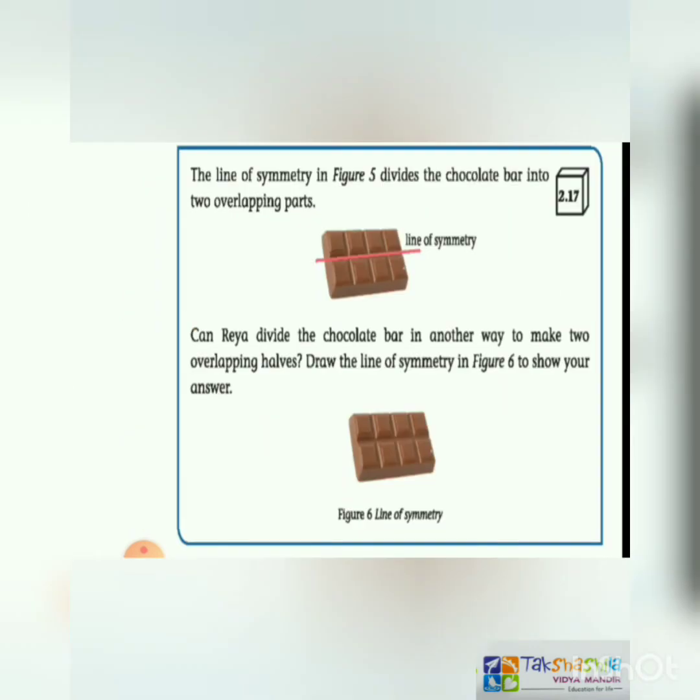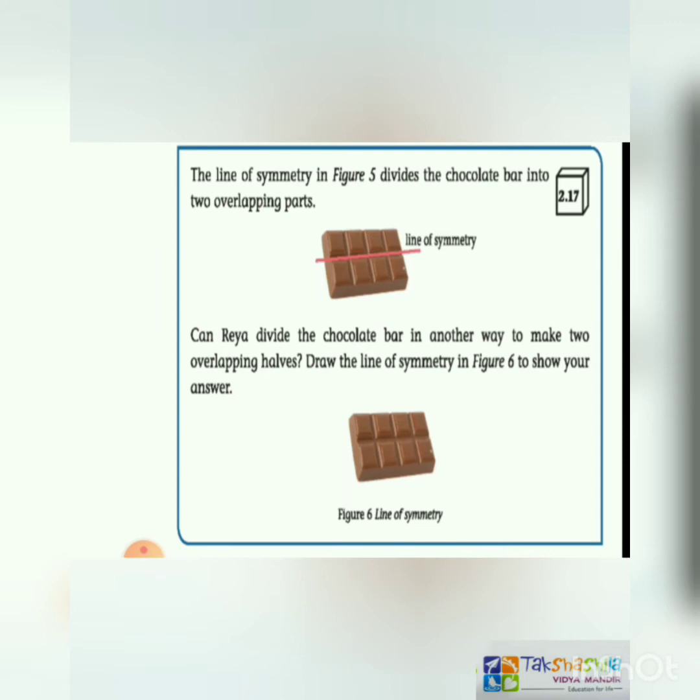Okay, so now just take page number 42. We will do 2.17. As we have seen before, in figure 5 we have only one line of symmetry, by dividing the chocolate bar vertically. And here one question has been given for you. Can Rhea divide the chocolate bar in another way to make 2 overlapping halves? Is it possible to cut the chocolate bar in another way?